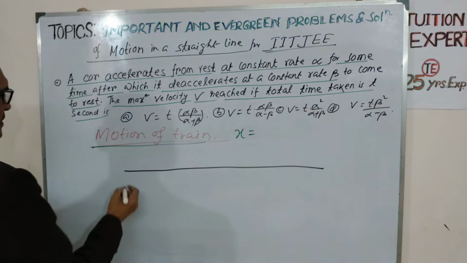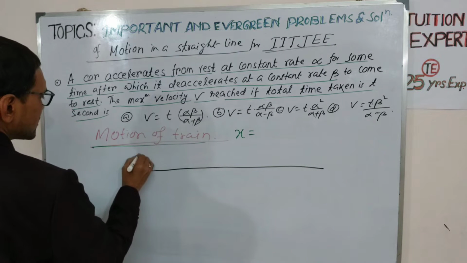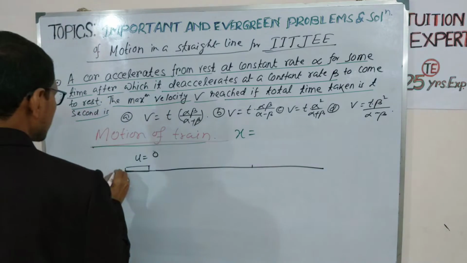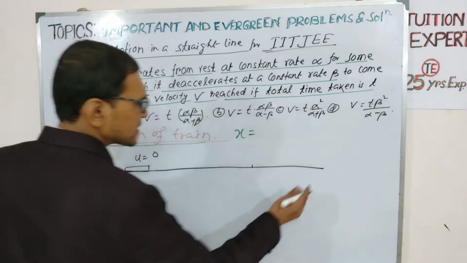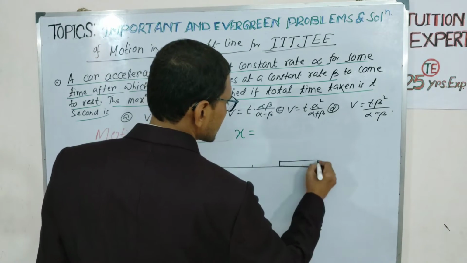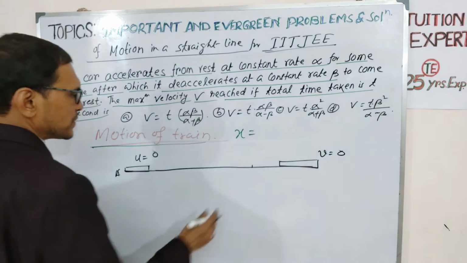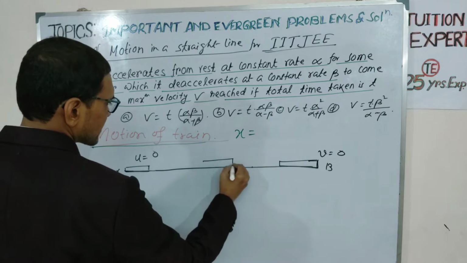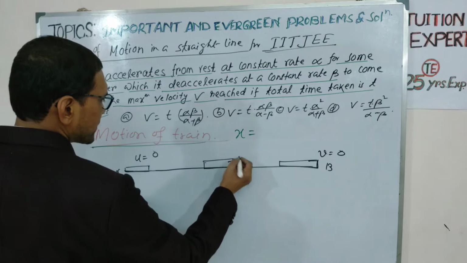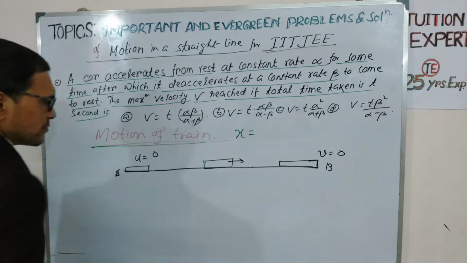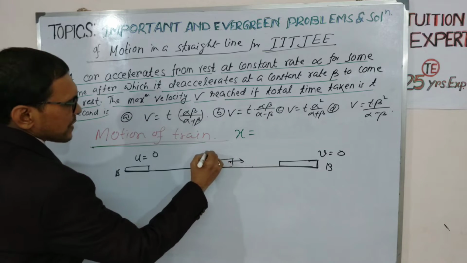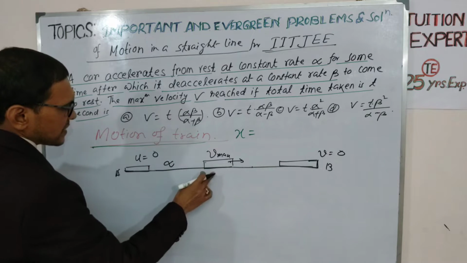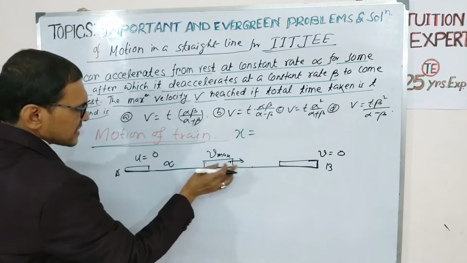Suppose this is a straight line. Now the train, we know, starts with initial velocity 0. Suppose from station A the train starts, and at station B the train stops, that is velocity equal to 0. Now before reaching station B the train applies the brakes, because the train accelerates for some time, and before reaching the next station it applies the brakes.